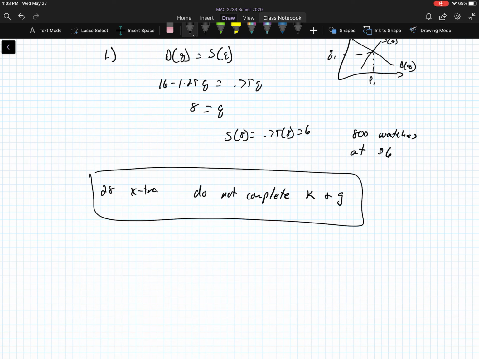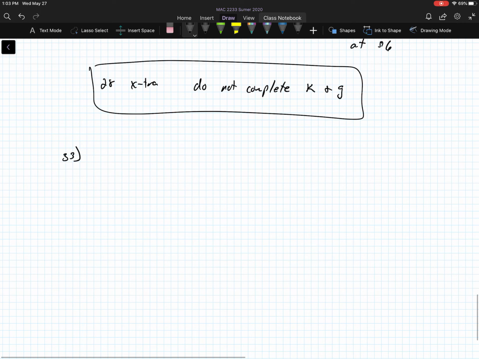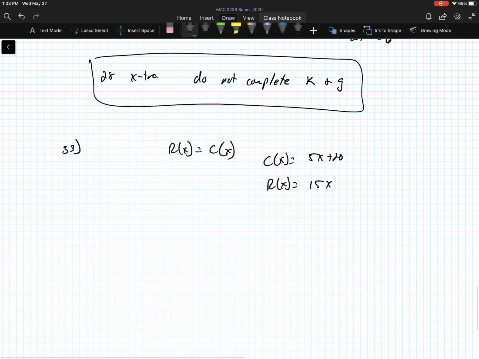All right. The next one I have is number 33. So number 33 is the break-even analysis. Break-even analysis occurs when the revenue function is equal to the cost function. So in this case here, they're telling us that the cost function for this particular problem is 5x plus 20. And then they're telling us that the revenue function is equal to 15x. And then all of these are in dollars. So what is the break-even quantity for this, right? So if we think about this for a second, we can use the information that we've been provided to find this out.